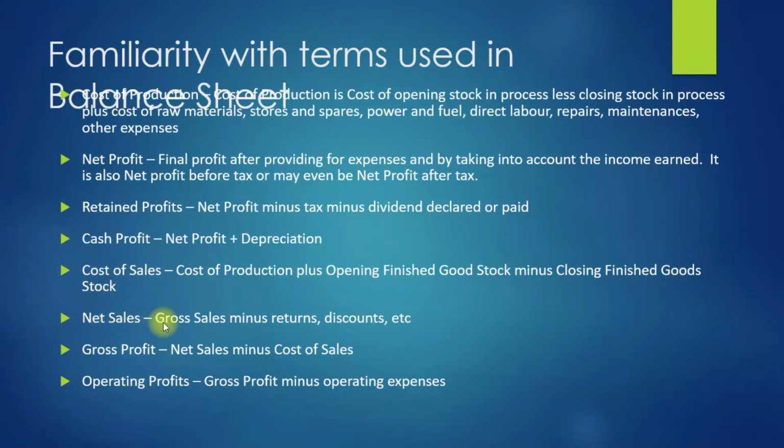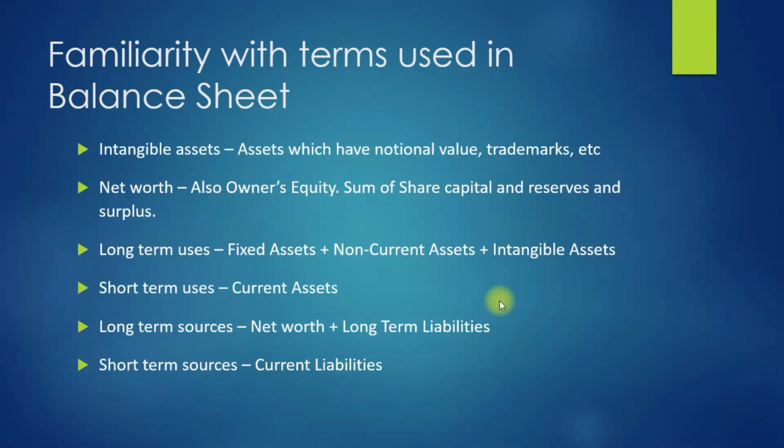What is net sales? That is gross sales minus returns, discounts, etc. That is net sales. What is gross profit? Which is net sales minus cost of sales. What is operating profit? Which is gross profit minus operating expenses. Now these terms are also ones we have to be familiar with when we actually see them in the balance sheet. Intangible assets, which are assets having notional value, trademarks, etc. That is what is intangible assets.